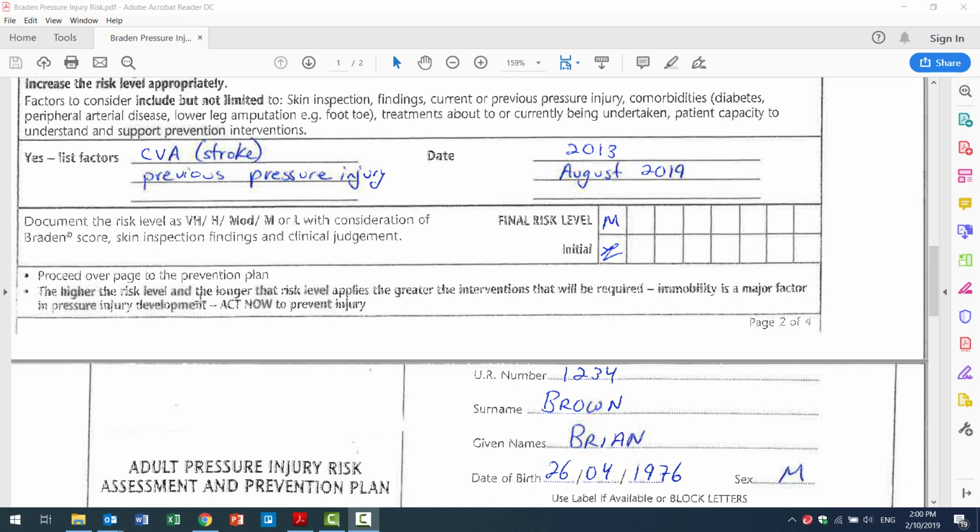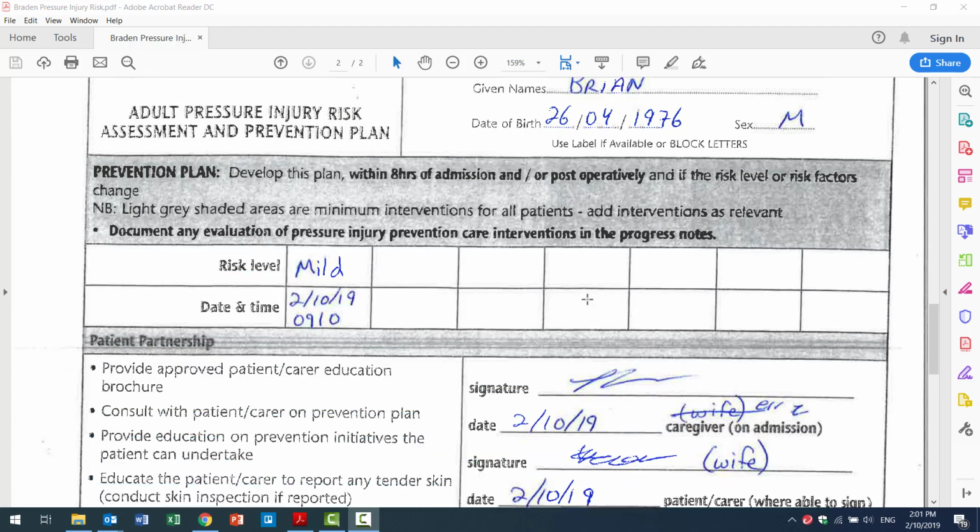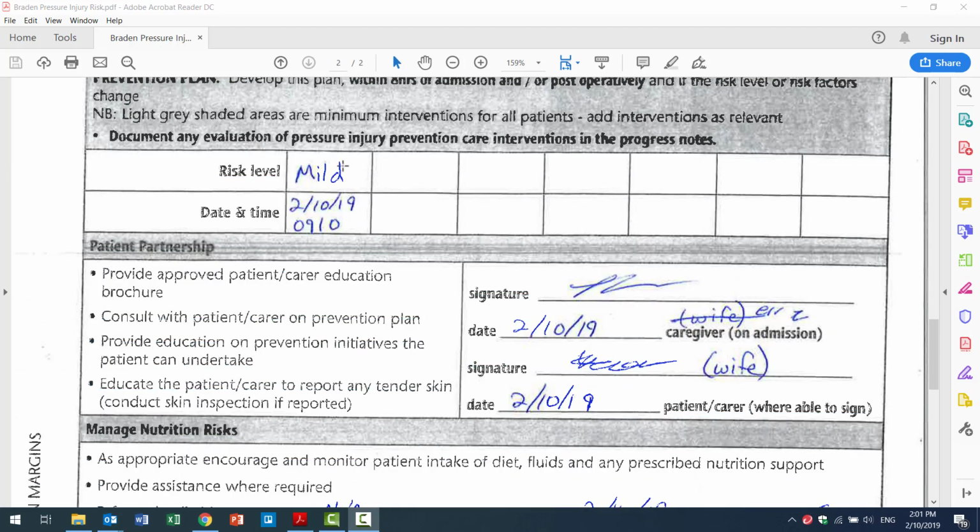Here it just says the higher the risk level and the longer that risk level applies, the greater the interventions that will be required. That's pretty common sense, that we're going to need to do nursing interventions. So moving on, this is the next page. We've documented that the risk level is mild, and when that's been documented, it's always important to educate the patient and or caregivers regarding how we're going to try to prevent pressure injuries. And so this section is just the nurse and the carer, the wife, both signing that education has been provided and both understand the steps that must be taken to reduce the risk of pressure injuries.